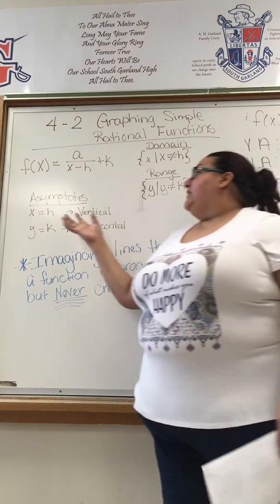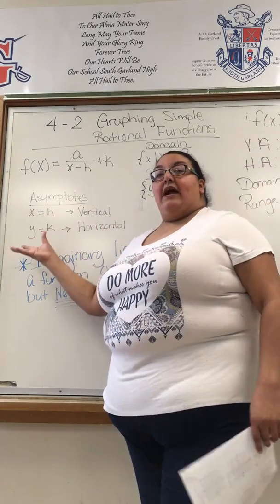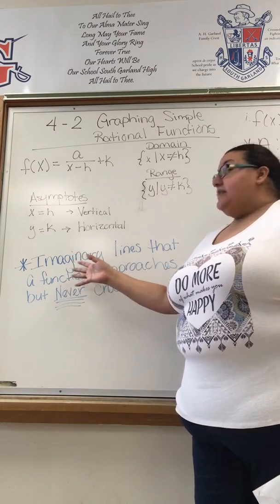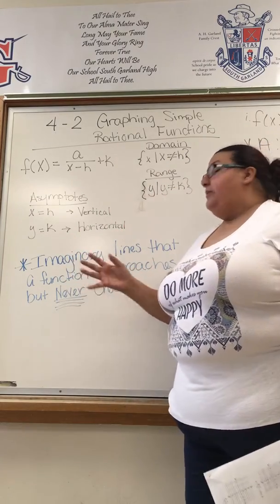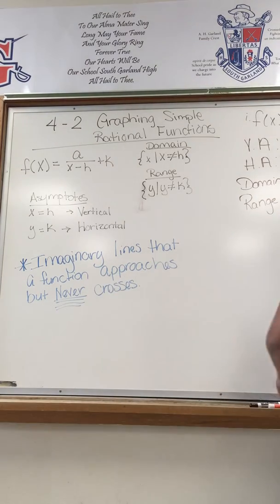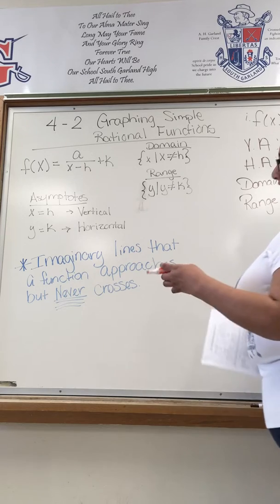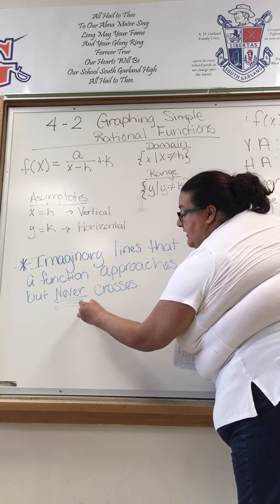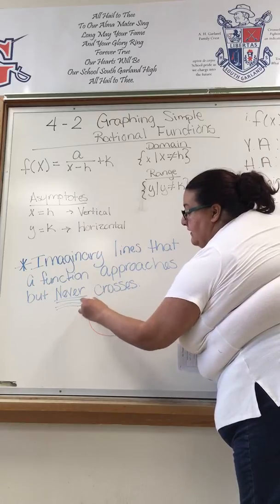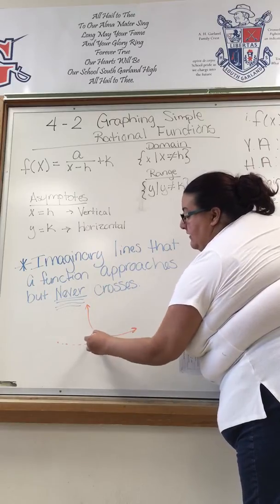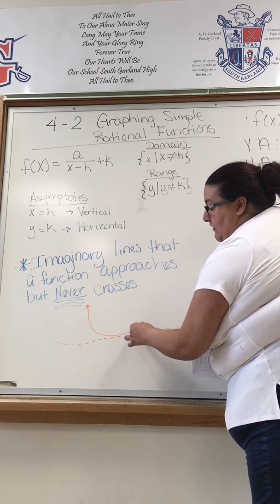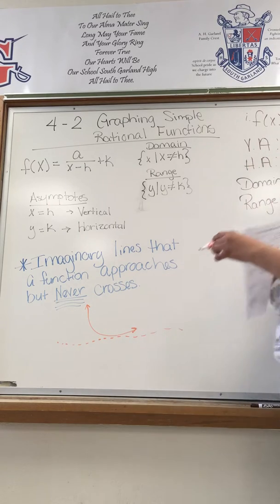The next thing that we're going to talk about are their asymptotes. And what are asymptotes? We have both vertical and horizontal, and those are just imaginary lines that a function approaches but never crosses. For example, if I were to give you guys an exponential function, where an exponential function does this, this would be a vertical asymptote. This function would never cross the dotted line.